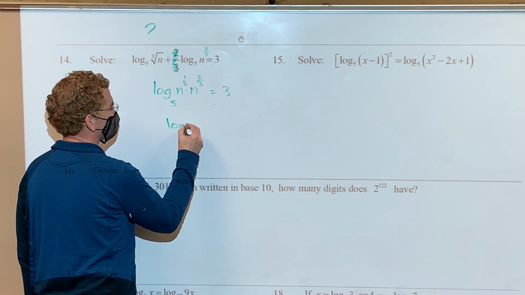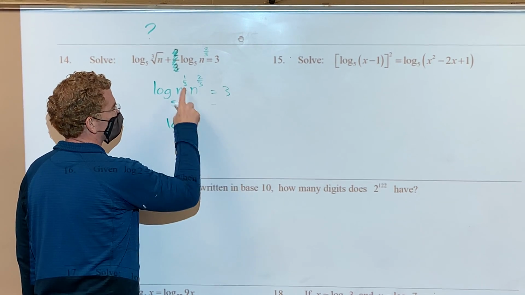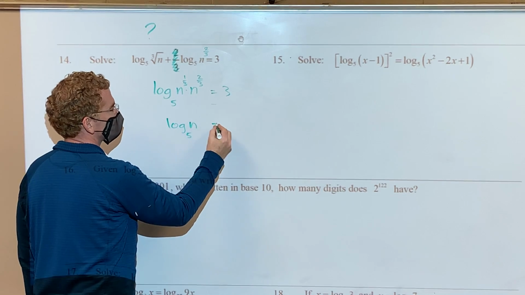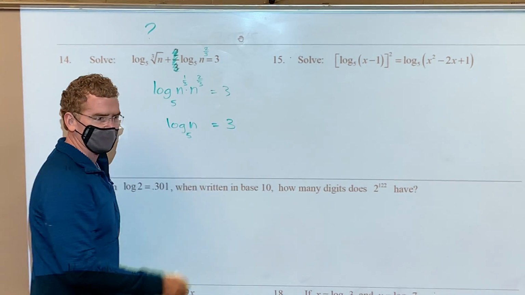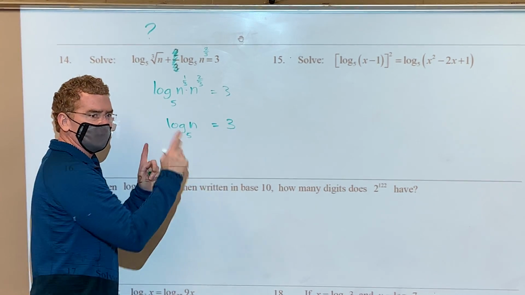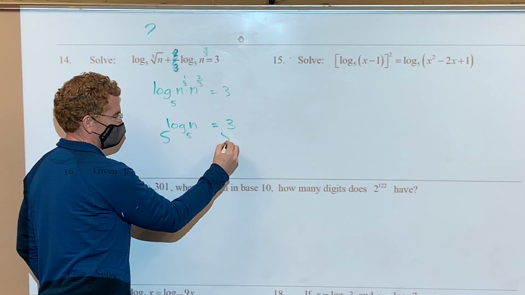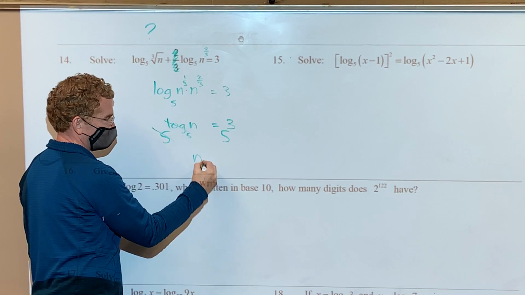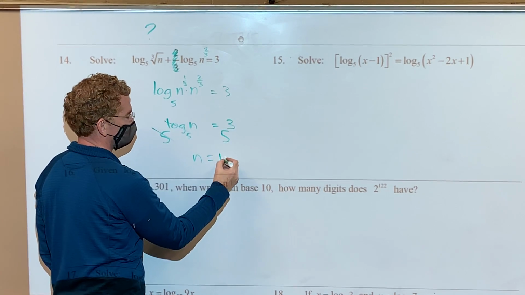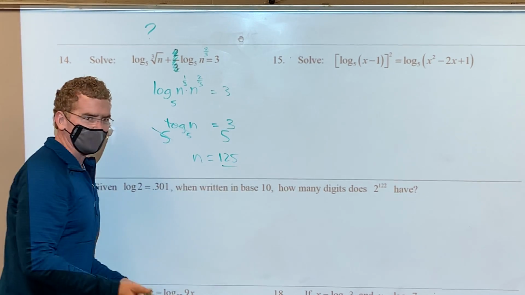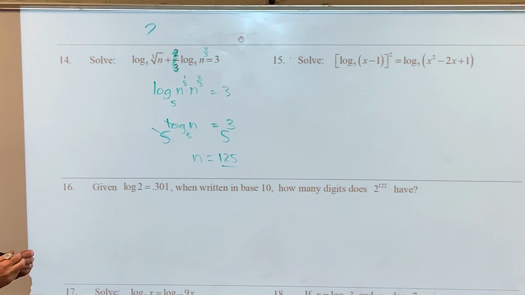So that gives me log base 5 of n to the first. And now that I have a single log on one side, or at least maybe a log on both sides, but I don't have it on either side, now I can exponentiate. So I get n equals 5 to the third, which is, isn't it nice knowing powers? I mean, they show up so often. Once you get them down, you're in good shape.